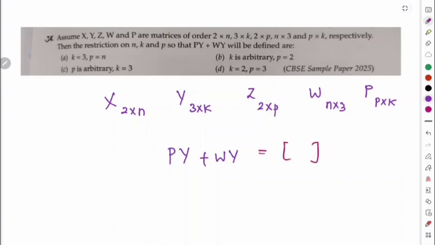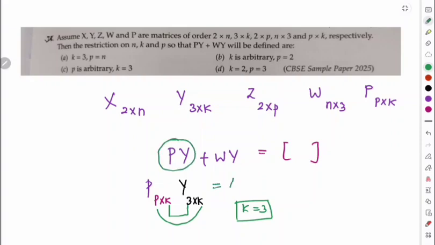Okay. So addition of matrices is possible if the orders are the same. So what is the p matrix? I have p, it's order p by k. I have the matrix y, which is 3 by k. So which means k has to be 3. Some p and k can be anything. So anyway, now we have got what k is. So the entire thing, let me consider as A. A is a matrix of order p by k.